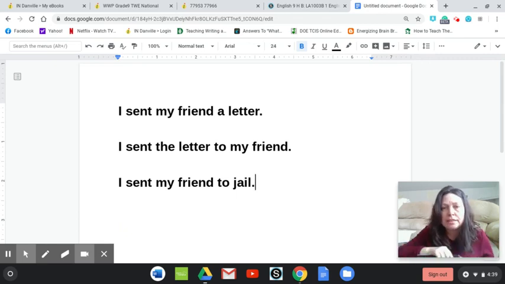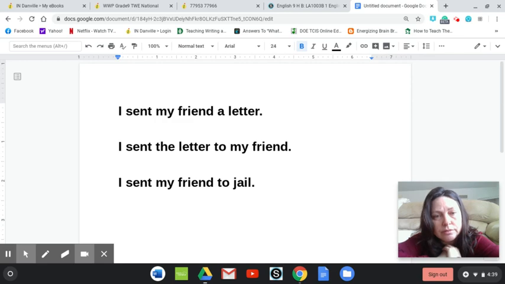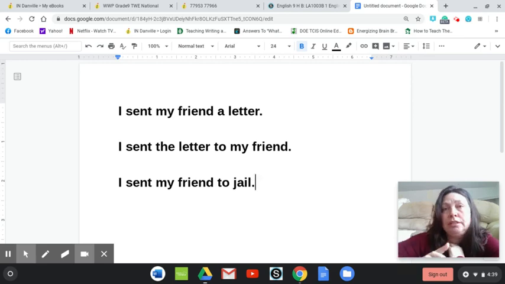So you know the basics of a direct object, right? It is the object of the verb. It's the thing the verb is acting upon, right? So: I sent my friend a letter. Your first job is to find the verb, all right? So we got sent. Sent what? That's what we ask. We can also ask sent whom.